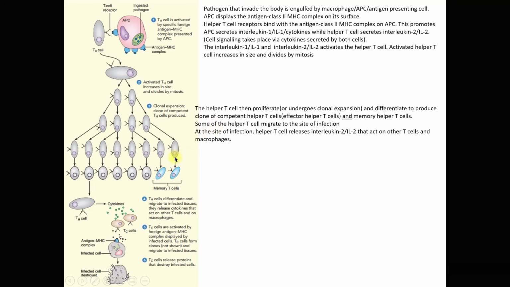Okay. So now, at the site of the infection, the activated helper T cell will release interleukin 2, that will act on other T cells as well as macrophages. Now I mentioned this interleukin 2 from the activated helper T cells acts on other T cells. So those other T cells are cytotoxic T cells, regulator T cells, as well as suppressor T cells.